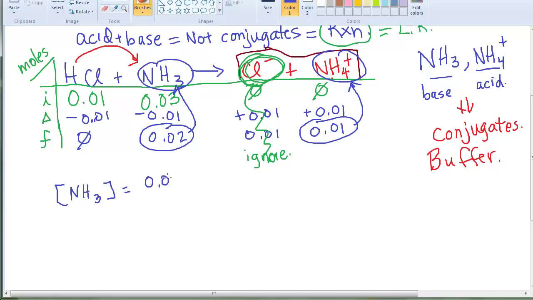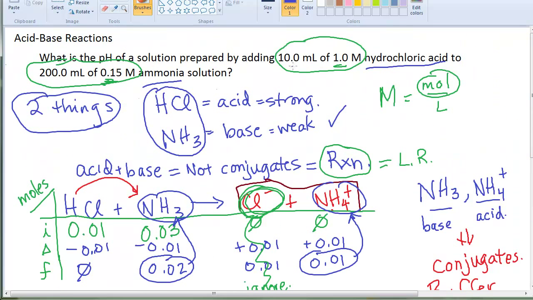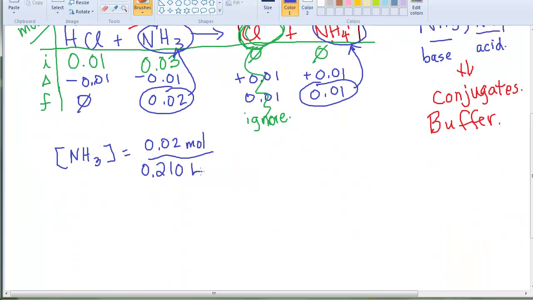There are 0.02 moles. To get the liters, let me scroll back up because I've already forgotten. I have 10 milliliters of the HCl and 200 milliliters of the ammonia, so there is a total of 210 milliliters in my container. That would be 0.210 liters. Let me go ahead and set up the other and then I'll punch them in. For the ammonium ion, I have 0.01 moles.